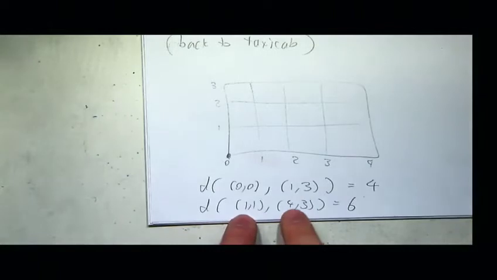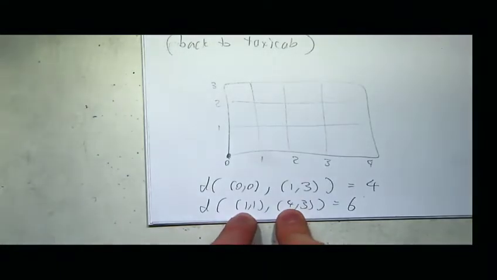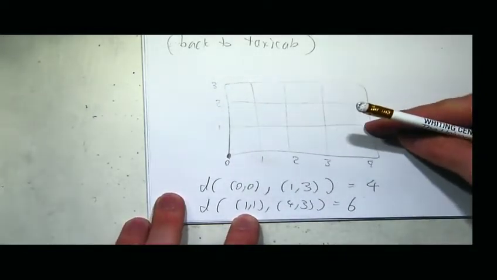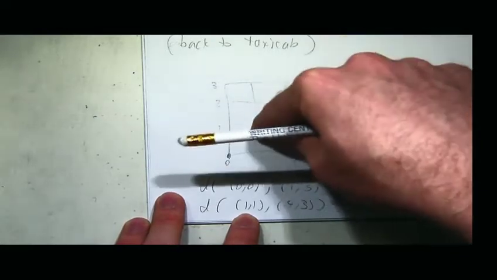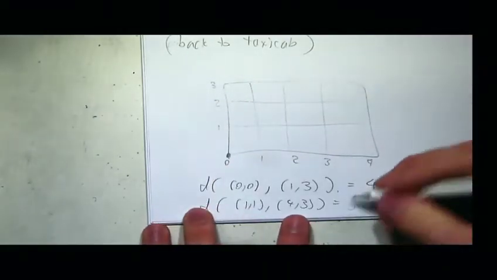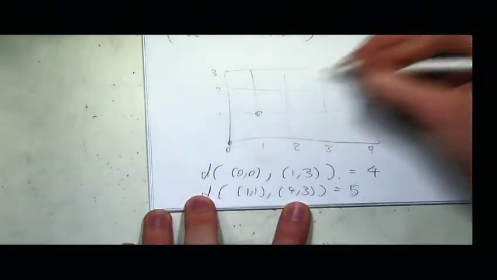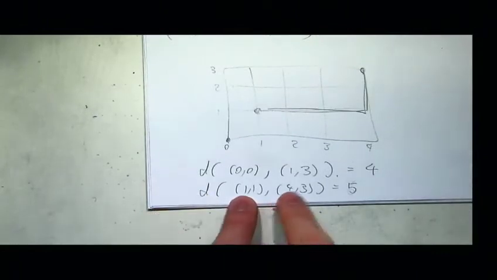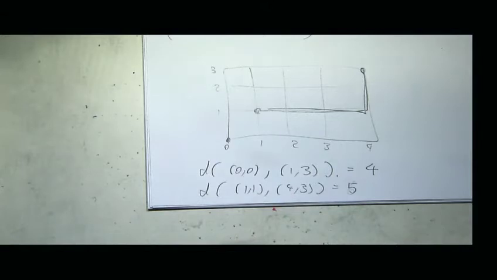But that works because from 1 to 4 is 3, and from 1 to, so from, that's not 6, is it? 1, 2, 3, 4. Did I have one? Oh, 1 is there. 1, 2, 3, 4, 5. Sorry, 5. From there to there is 3, from there to there is 2, and 3 plus 2 is 5. You can get a feel for how that works.